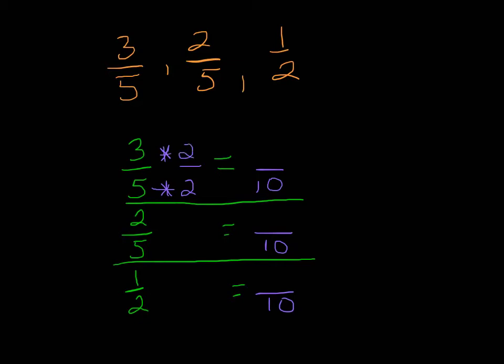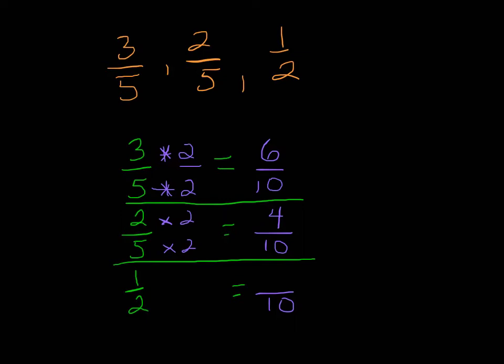Now watch how this happens. 3 times 2 is 6. 5 times 2 is 10, so 6/10. I just simply made an equivalent fraction: 3/5 is equal to 6/10. Down here, we're trying to get something over 10, so we do the same. Multiply times 2. 2/5 times 2. 2 times 2 is 4. 5 times 2 is 10.